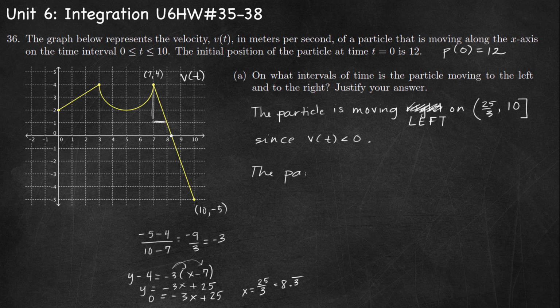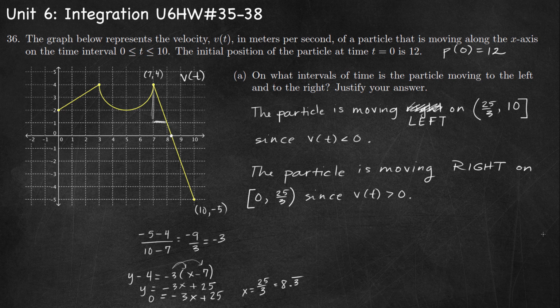And our particle is moving right on the interval from 0 up until we reach that 25 thirds. So we already said at 25 thirds the velocity is 0, so we're not going to include that. At 0, the velocity is +2, so I will include that. So the particle is moving right on the interval from 0 to 25 thirds since v of t is greater than 0.